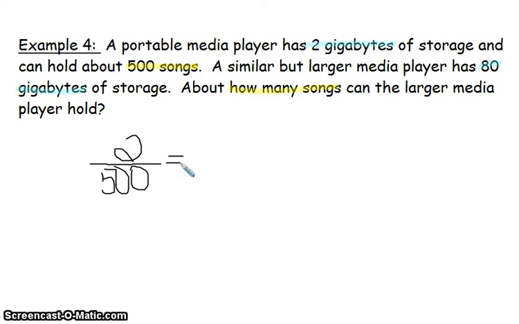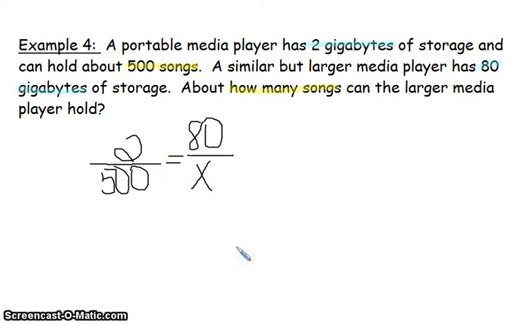So my second ratio here, setting up this proportion, is 80 gigabytes. The reason I'm putting this on the top is because my first ratio compared gigabytes to songs. So to create a proportion, I have to also have a ratio over here, gigabytes to songs. I have to make sure that my ratios are set up the same. I don't know how many songs, so I'm going to make that X. And I have a very simple proportion now.